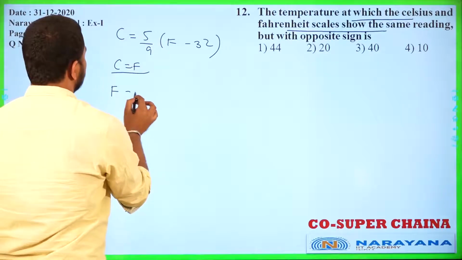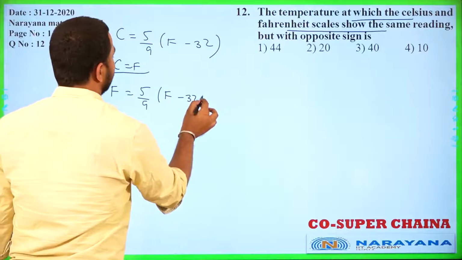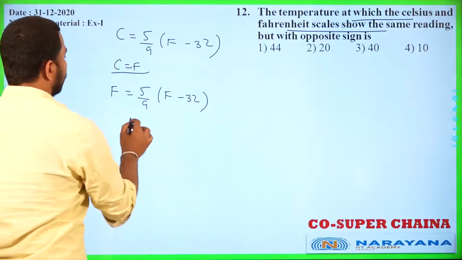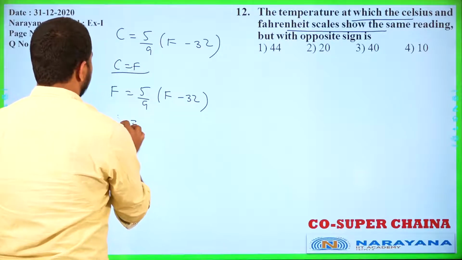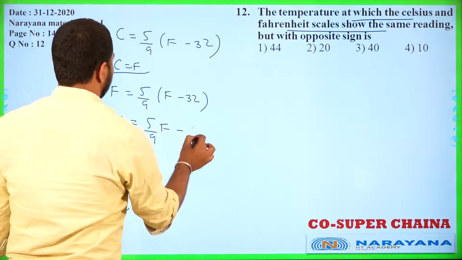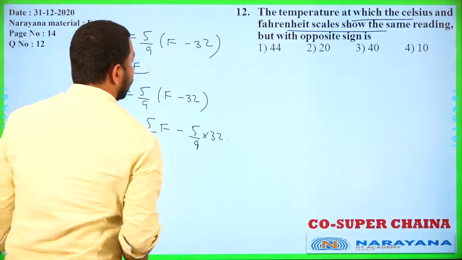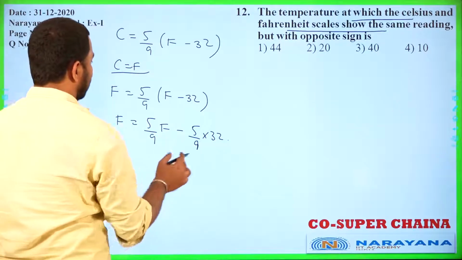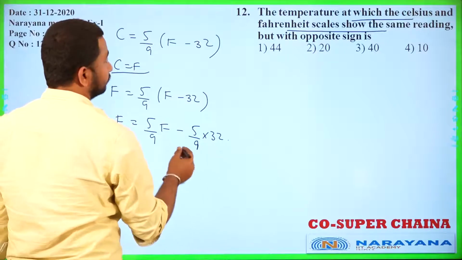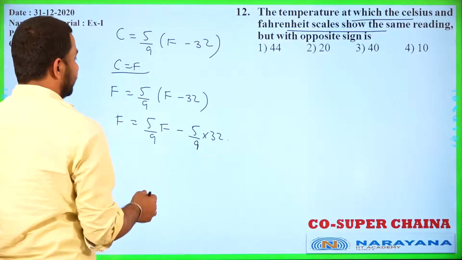So F is equal to 5 by 9 F minus 32. We can solve it here. So F is equal to 5 by 9 F minus 5 by 9 into 32. Okay, so if you solve here, what are you getting? The temperature at which Celsius and Fahrenheit scales show the same reading.